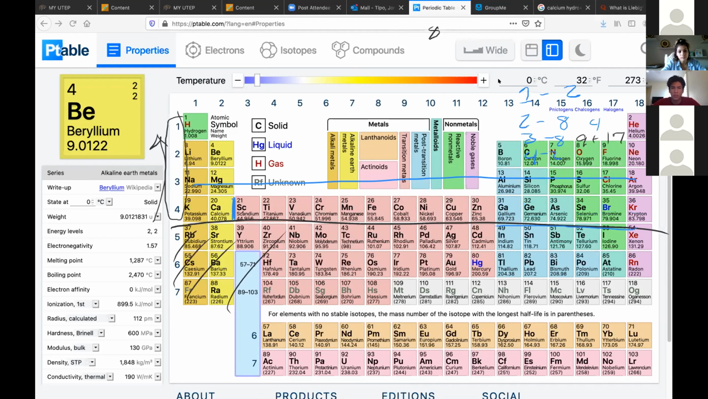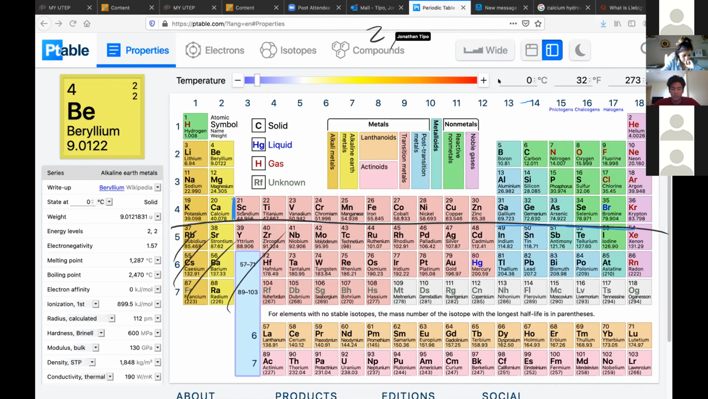So let's do bromine together. And then you're gonna start seeing patterns. So let's do bromine. How many in the first shell of bromine? 2. 2, right? Because it's always 2. And then how many in the second shell? 8. 8, perfect. How many in the third shell for now? 8. 8, right? And then how many in the fourth shell?